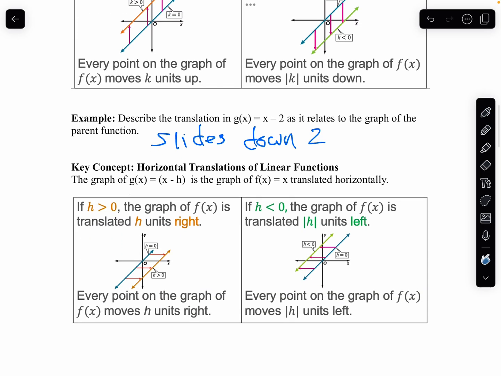Now, if you do something inside the parentheses, that is, rather than add it on to the entire function, I'm going to do something to x first. That's going to be a horizontal translation, and it's going to slide it left and right. Now notice, if it's x minus h, it slides it to the right. If it's x plus h, it slides it to the left. Why is that? Well, you've got to think. If I've got x minus h equals 0, what do I do to get x by itself? Well, I'd add h to both sides, wouldn't I? That's why you slide it to the right.